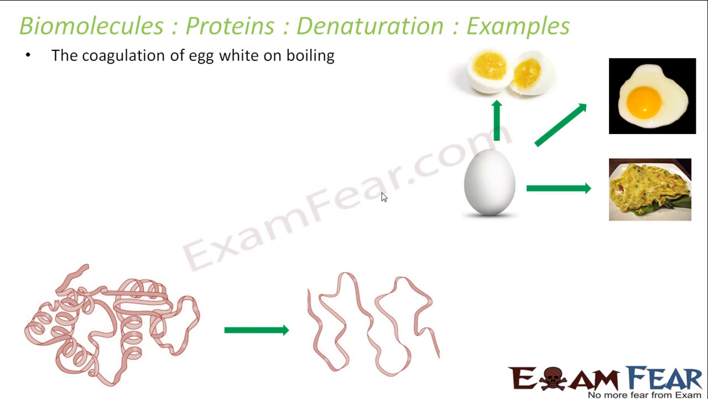The example is the coagulation of egg white on boiling. You have this egg. It has a semi-solid, or liquid kind of yellow syrup inside it, but if you boil it, you get something like this. Why? Because it coagulates. The protein inside the egg denatures, and you get something like this. The next example is the curdling of milk.